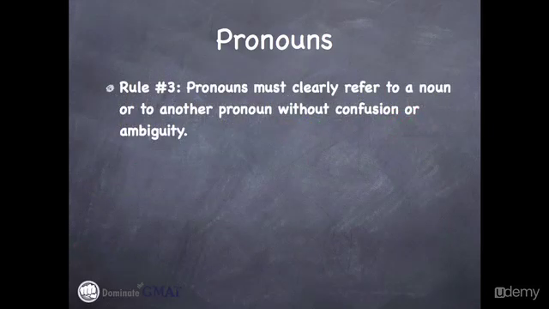And rule number 3, let's move on with pronouns. Rule number 3 says that pronouns, and we just saw this a little bit there, it was a little bit confusing, right? Are they talking about somebody else's sphere or their own sphere? Rule 3 says that pronouns must clearly refer to a noun or to another pronoun without confusion or ambiguity. You need to have your antenna up for this, because sometimes when you read it, you know what they're talking about. I mean, you're not stumbling, you know what the sentence means, and you can gloss right over it.